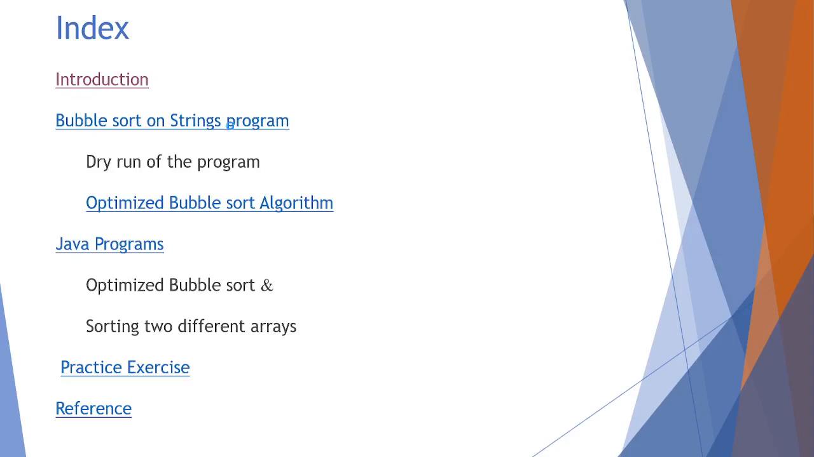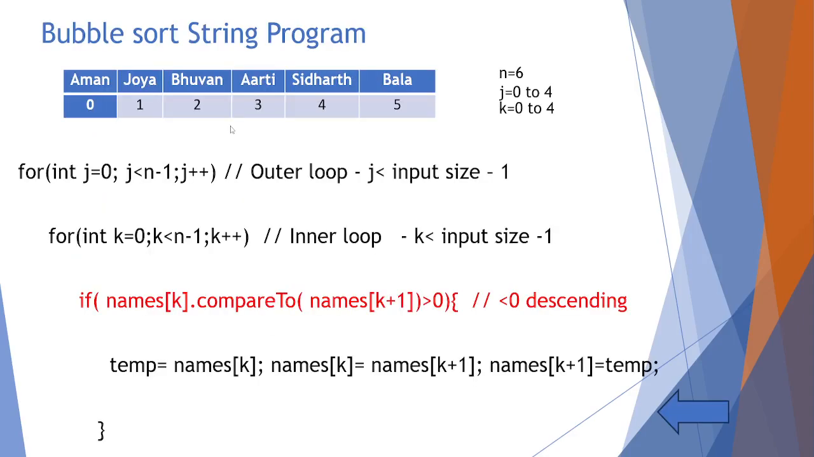Bubble sort on strings program has only one change, that is the if. 2 for loops, 1 if, 3 swapping statements. But the if has the compareTo method. The compareTo method I have discussed in lesson number 46. The link is given in the description box.